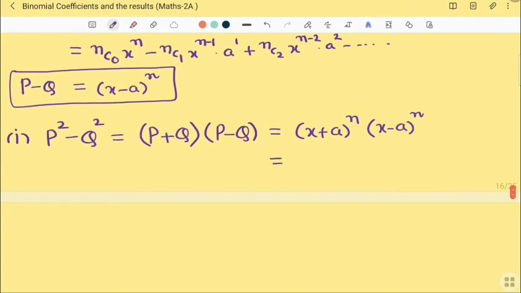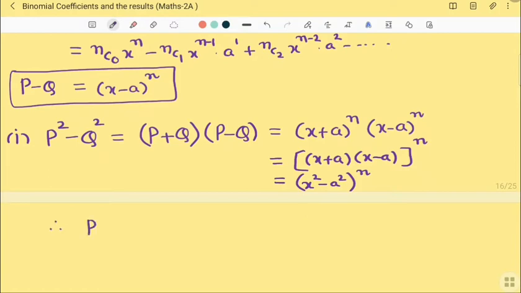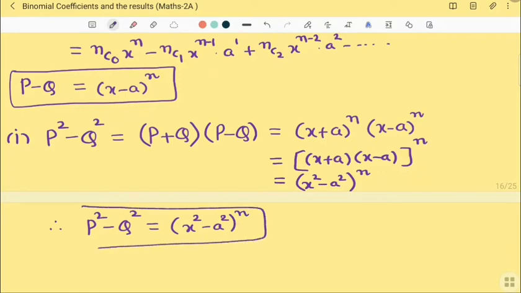Now both are having the same powers. Can we write like this? X plus a into x minus a whole power n. A plus b into a minus b is a square minus b square. So, x square minus a square whole power n, which is the required RHS. Therefore, conclusion step: p square minus q square is equal to x square minus a square whole power n. Hence, the first result.